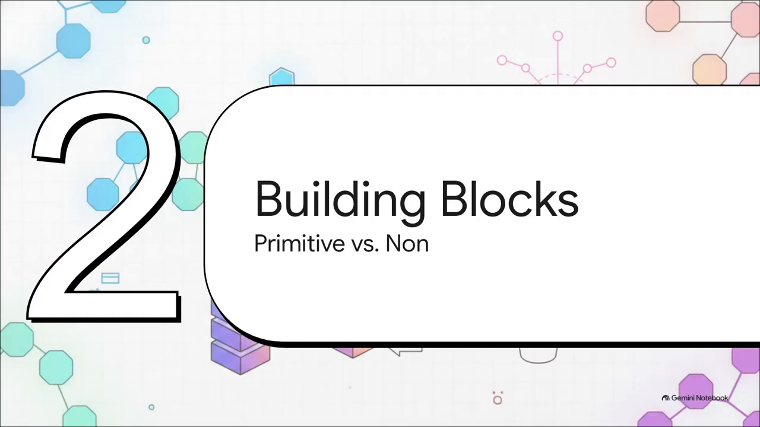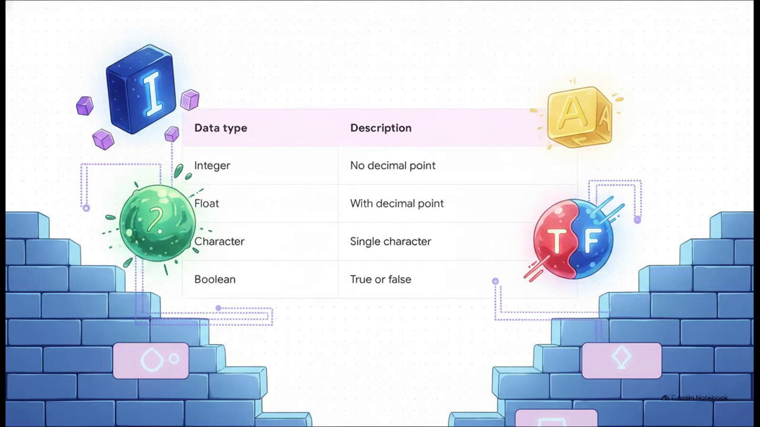Let's move to Part 2, building blocks, specifically primitive versus non-primitive. All right, let's look at our primitive data structures. These are the absolute basics provided by programming languages. You've got integers for whole numbers, floats for decimals, characters for single letters, and booleans for true or false values. The main takeaway for you here is that these primitive types hold just a single value in one specific location in the computer's memory. They're basically the individual bricks we use to build everything else.